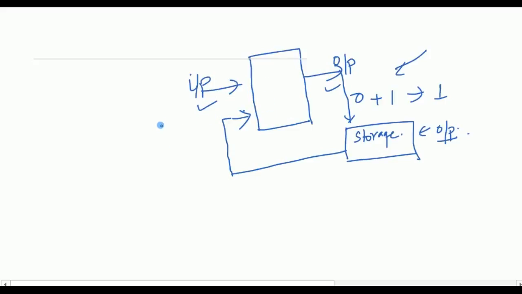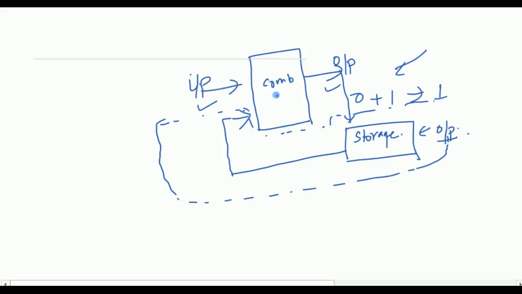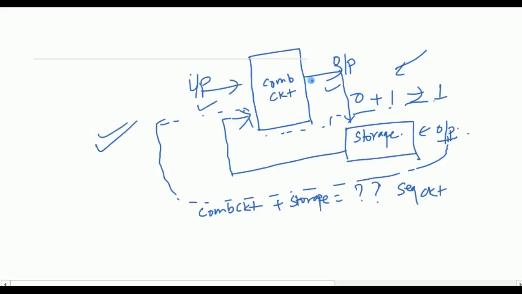Without this storage element, this was a combinational circuit. Now as soon as you have added the storage element to this combinational circuit, what does this become? This is nothing but your sequential circuit, right? So officially this is the circuit diagram of a sequential circuit, in which you give a particular input, you bring back the feedback from the previous stage, and you have the current output.